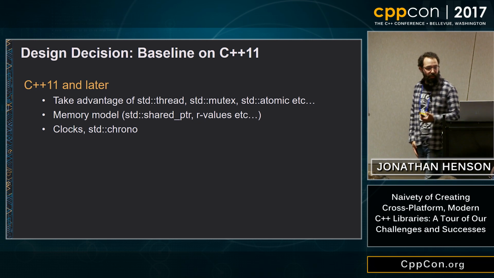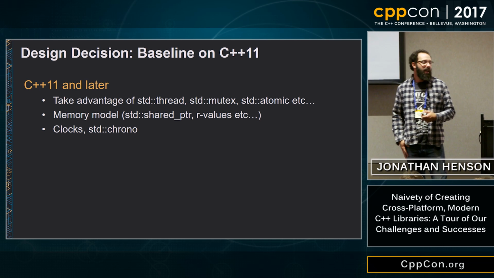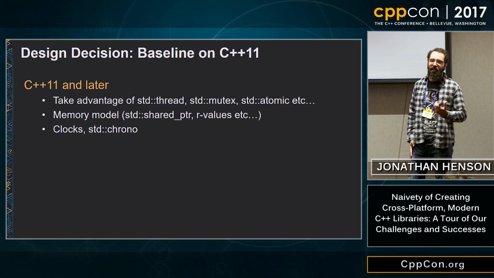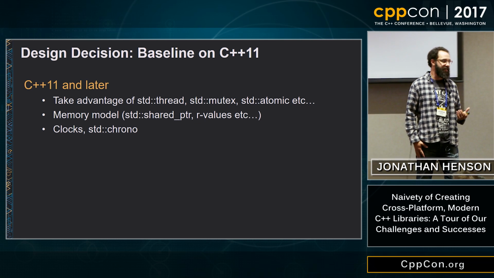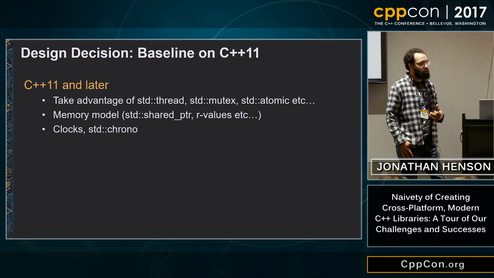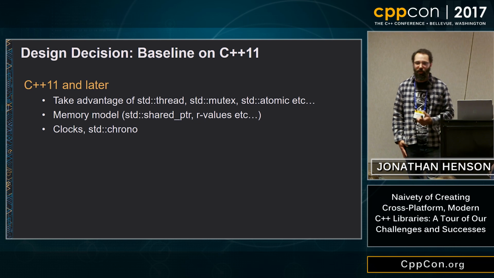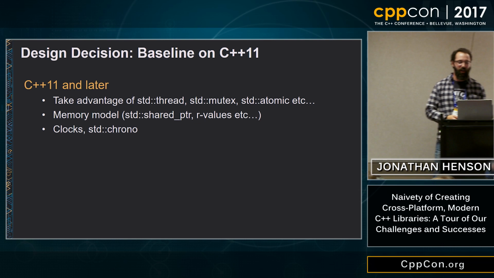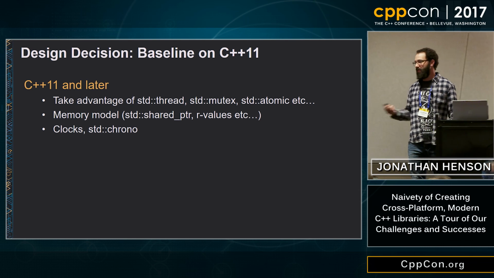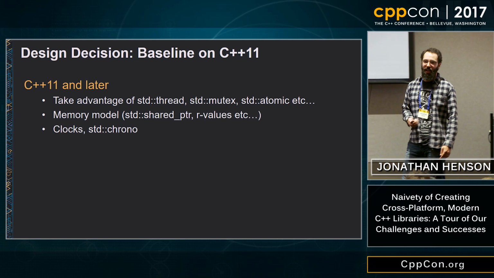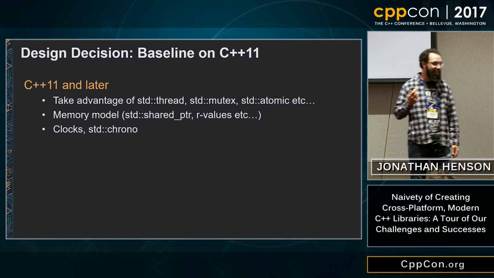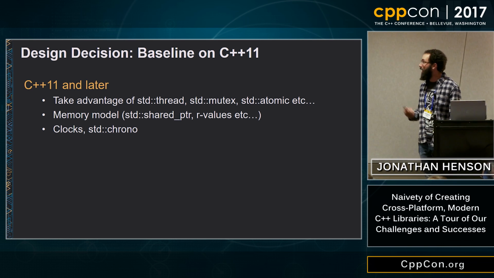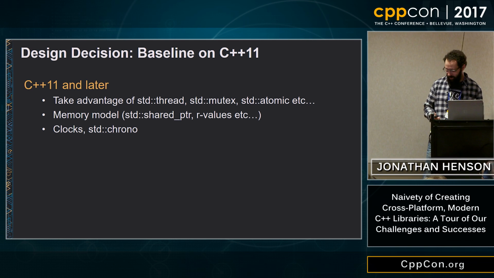The memory model is also really attractive. With shared pointer and unique pointer and R values, we don't need to spend near as much time thinking about the ownership model of our classes. We don't have to scratch our heads and draw it out on a whiteboard how the handoff is going to happen from two modules. A lot of that is taken care of for you. And clocks are painful. I don't know if you've ever tried to implement a clock manually, but it can get really tricky, especially when you go cross-platform. So standard chrono in the entire namespace is very attractive for us.